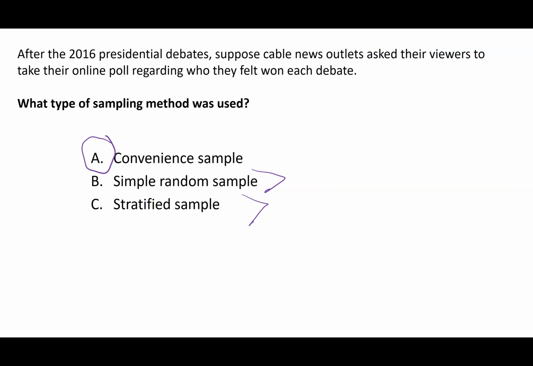Specifically, I would argue it's a volunteer sample because anybody who wasn't watching the debates on this particular channel probably won't see the invitation to participate and probably won't. So the only people eligible to participate are people who watched this news show at that time and probably had internet. So that's pretty important as well.